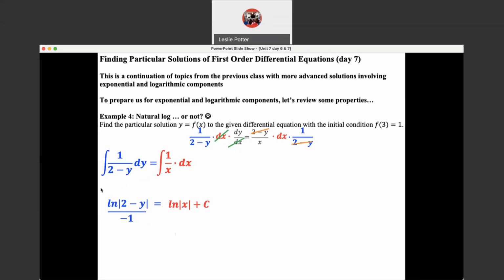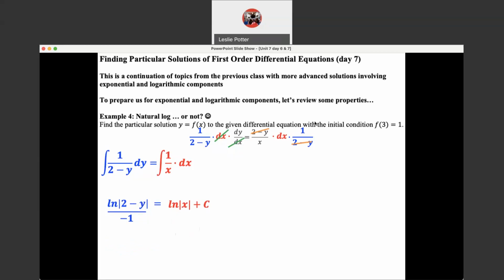So here is our general solution. Notice I have to solve for y, which means I have to get rid of the natural log. This is where the exponentiation comes into play. That was the example at the top of your notes where we said e to the natural log of y is y. But we'll get to that in just a second.